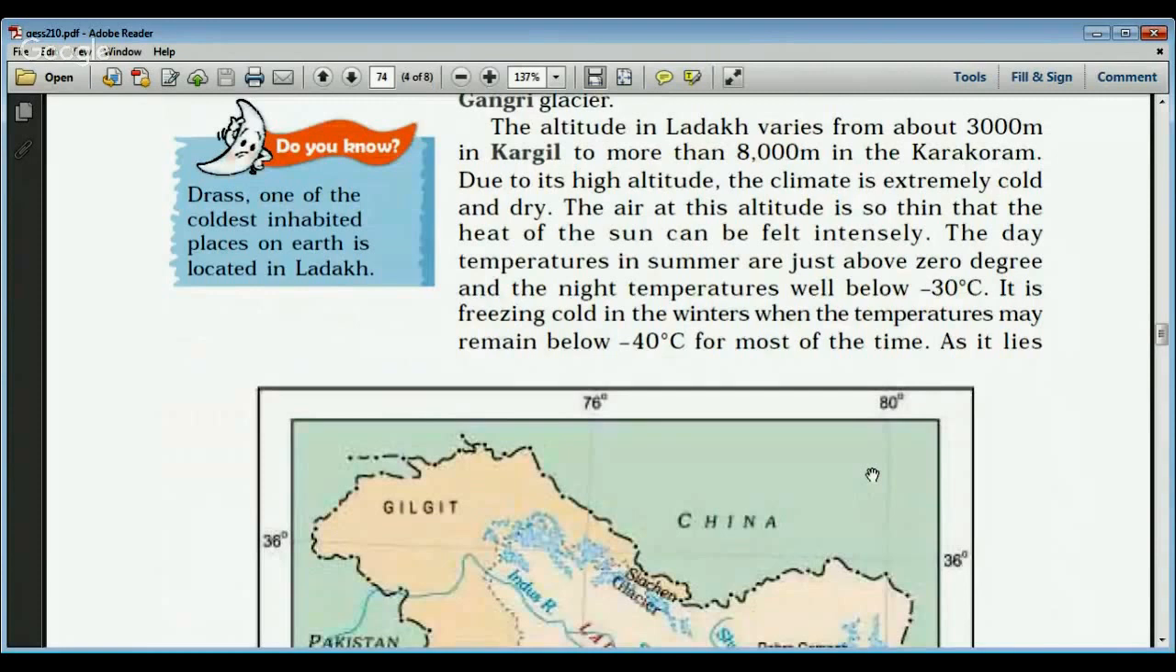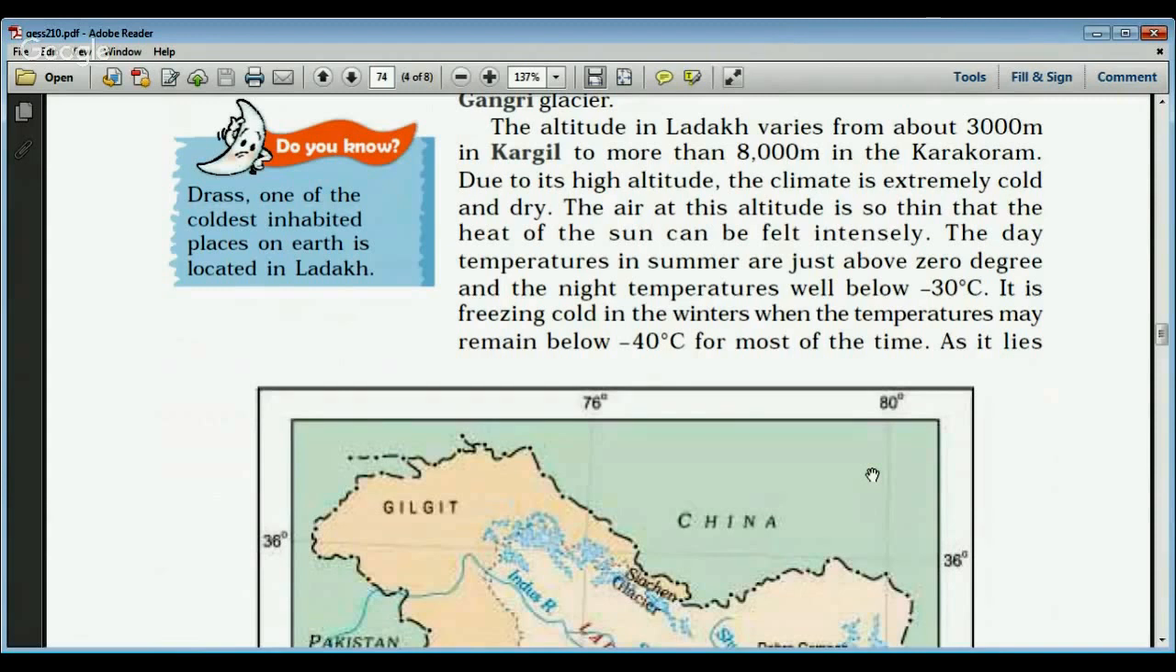And because of its high altitude, the climate is extremely cold and dry. So here in Ladakh, the climate is extremely cold and dry. And if you remember, the climate in the Sahara region was very hot and dry. So it's exactly opposite in the Ladakh region. And the air at this altitude is very, very thin, so the heat of the sun can be felt very intensely because air is very thin.